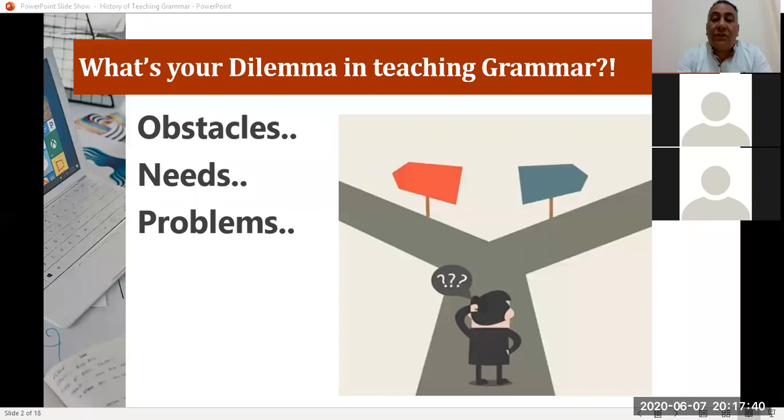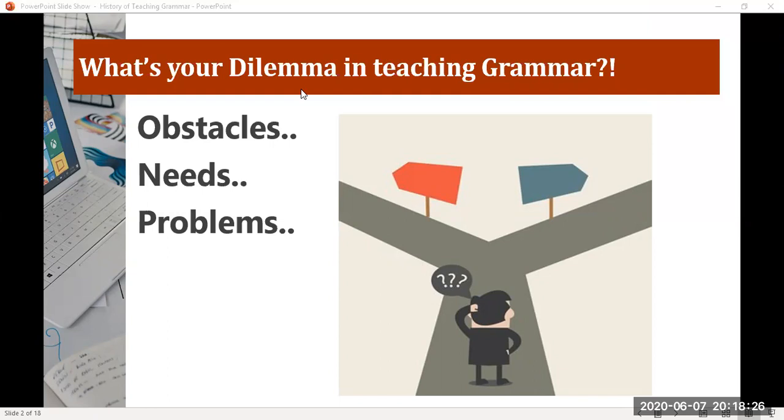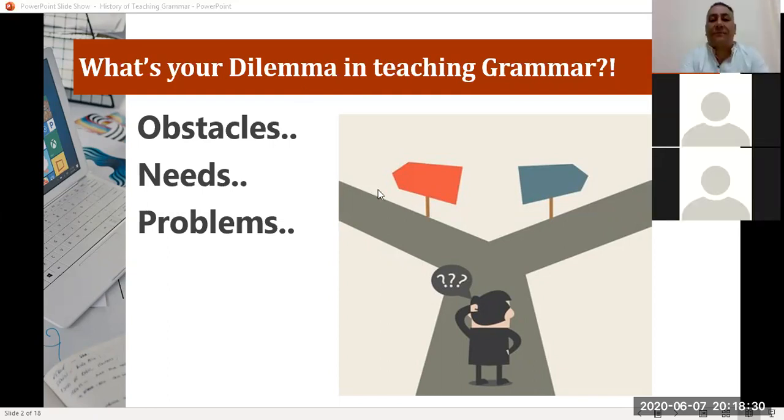When you teach the present continuous tense, okay? I'll give you a simple example because you teach the primary stage, and all the grades or stages of primary learn the present continuous. Could you tell me how you teach the present continuous tense? What do you do to teach the present continuous tense?